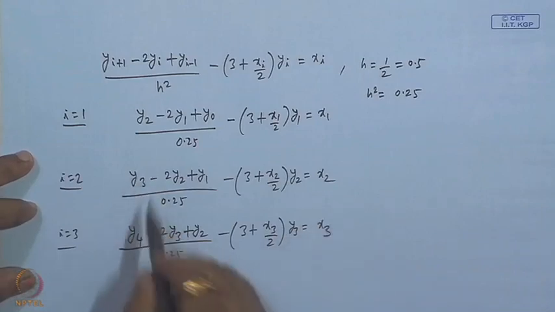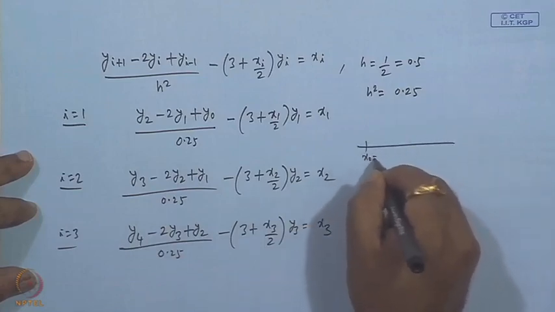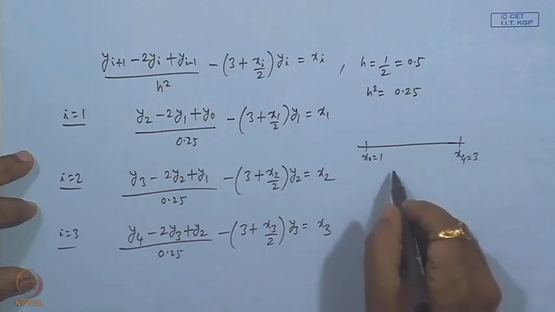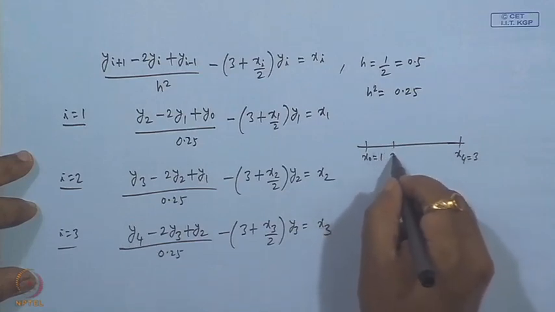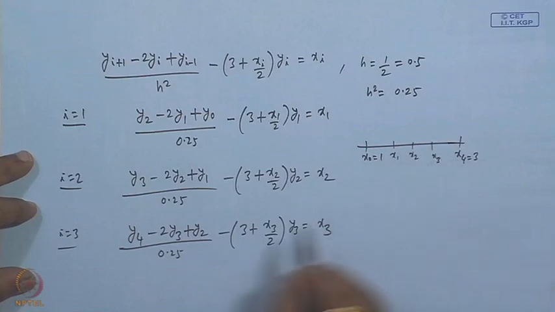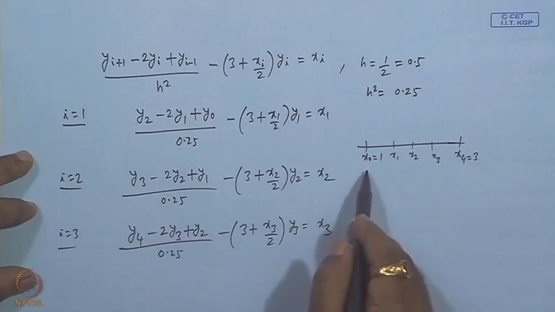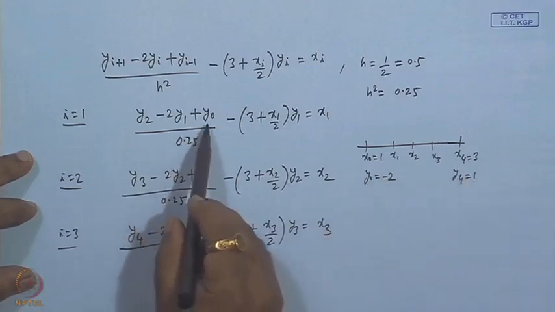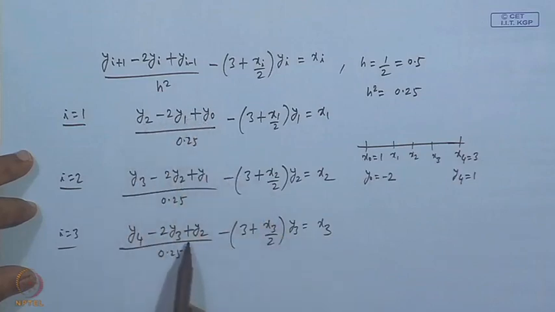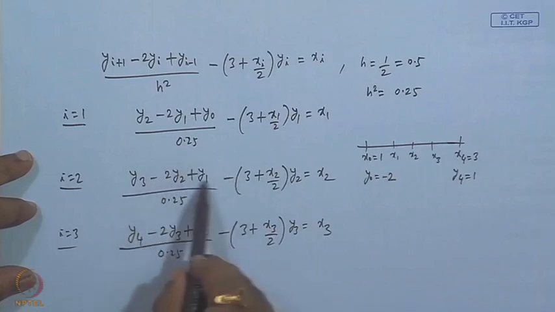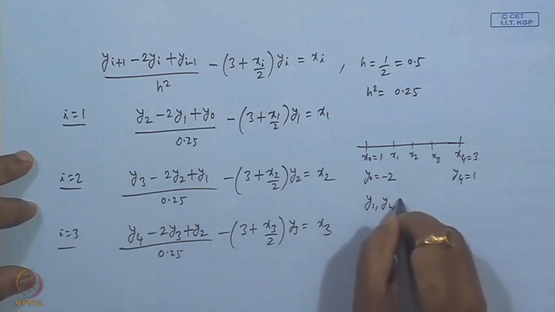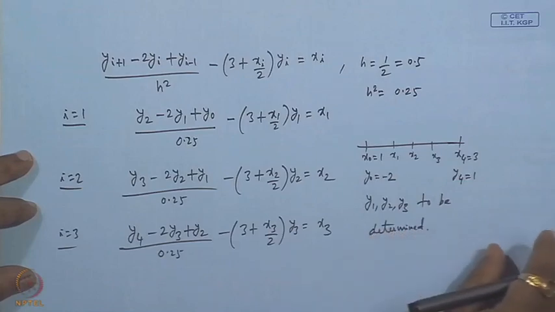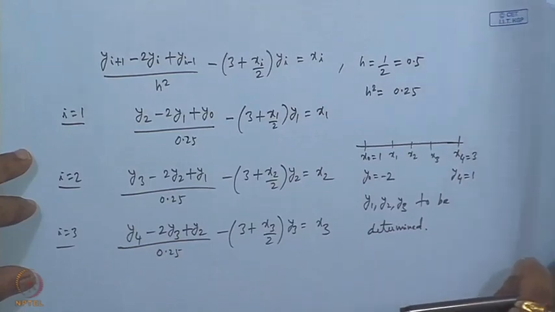So, if you look at this, our x0 is 1 and x4 was 3. In between, x1, x2, x3 were the points. So, y0 is known to us: y0 is minus 2 and y4 is 1. If you look at the first equation, we have only 2 unknowns, and again in the last equation y4 is known, so only 2, and the middle of course has 3. So, these have to be determined.